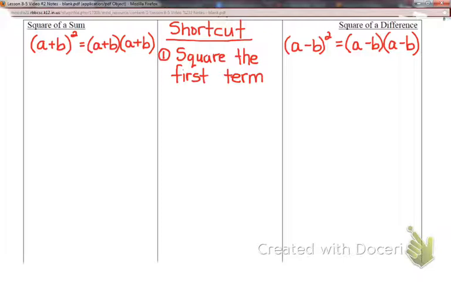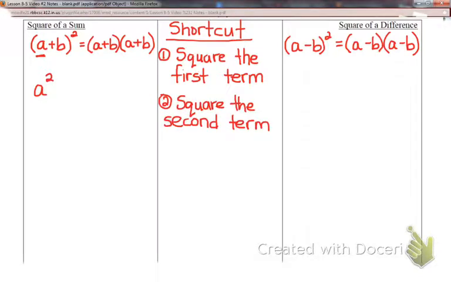So right here in the middle, we're going to write the steps to the shortcut because they're very similar for these 2 special products. So the first step of the shortcut is to square the first term. Let's focus on the left side where it says square of a sum. The first term is a. Well, if you square a, that gives you a squared. So that's the first step. The second step is to square the second term. The second term is b, so squaring b, you get b squared. Now you want to put that at the end. You want to put b squared or plus b squared since it's positive.